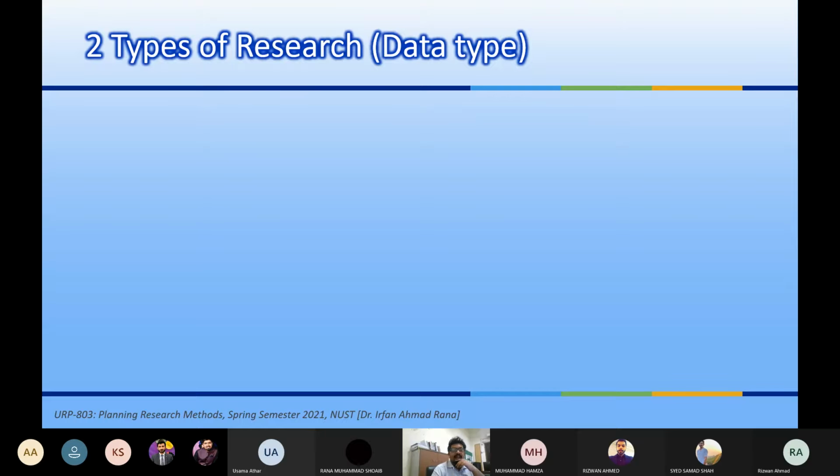Okay, welcome back, class. We'll be continuing where we left off, and we'll discuss further types of research. So these are types of research design, which by the name might be clear to you.